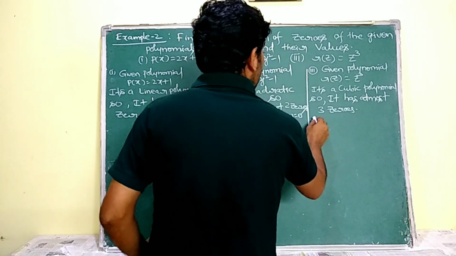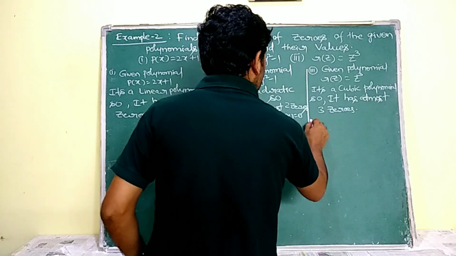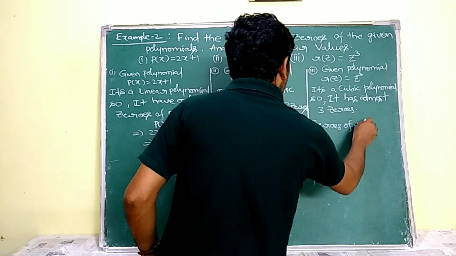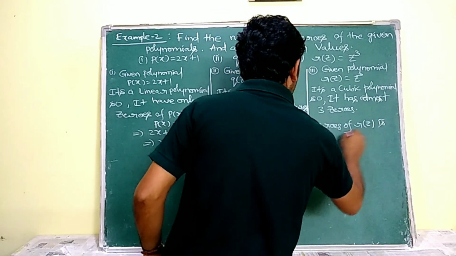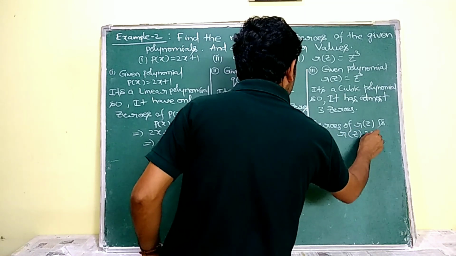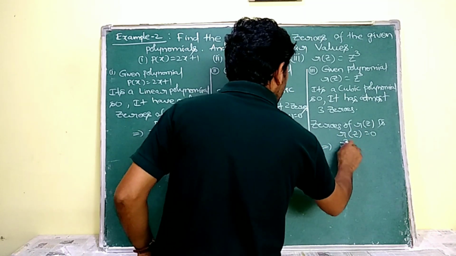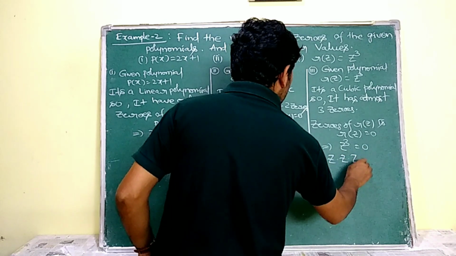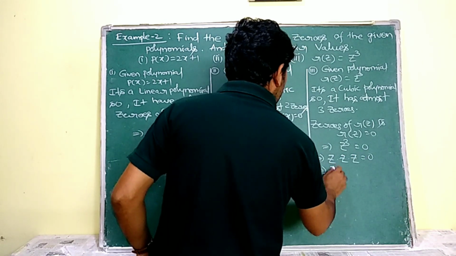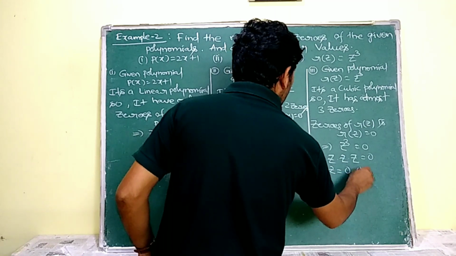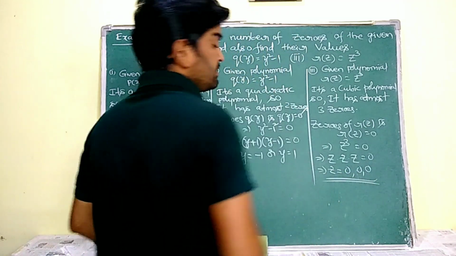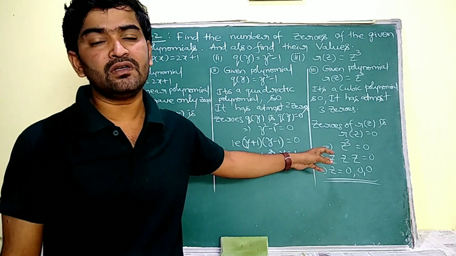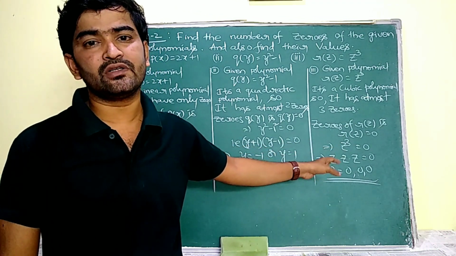Okay, so we have to calculate those zeros. Zeros of r of z is equal to 0. That implies z cube is equal to 0. Z cube in the sense z into z into z is equal to 0. That implies z is equal to 0, 3 times. So here z is having 3 equal zeros. Those are 0, 0, 0.